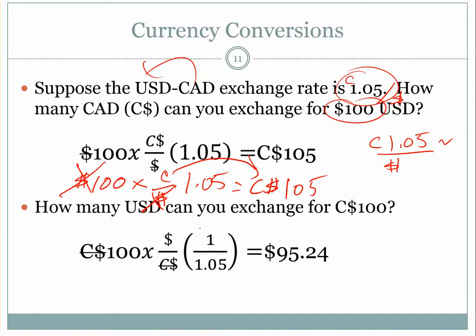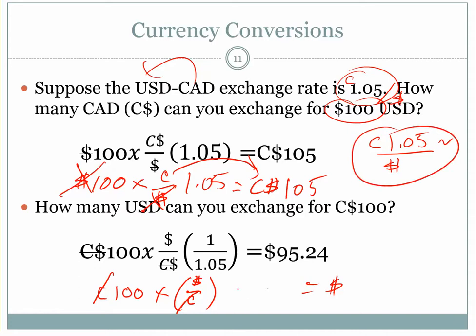Now, if the problem said how many dollars can you exchange for 100 Canadian, I'd set up the problem this way: 100 CAD times what exchange rate equals dollar. Well, I'm going to just need to put CAD in the denominator, dollar in the numerator. CAD will cancel out. The problem is the exchange rate is CAD per dollar. To get to dollar per CAD, I just flip it, and I get $95.24. So that's how you solve simple conversions. Simply use cross multiplication and you'll get it right every time.